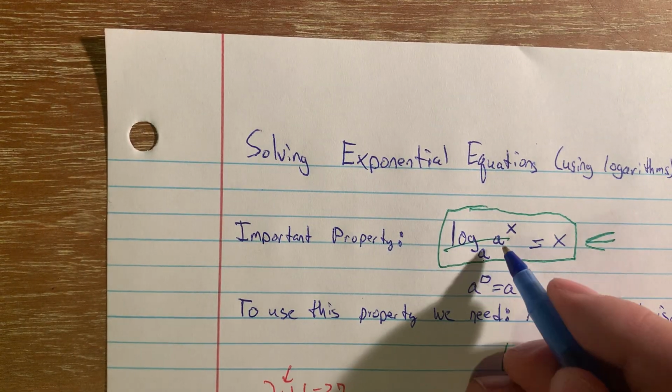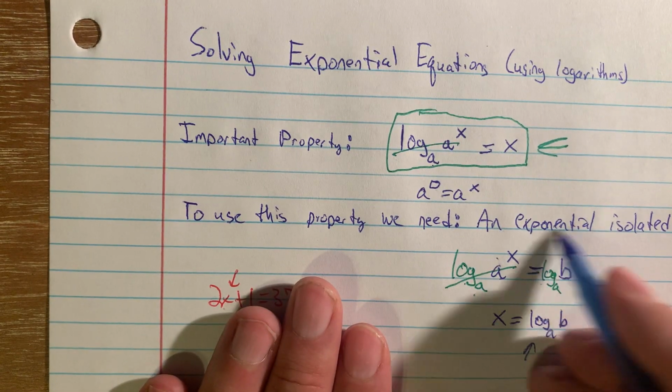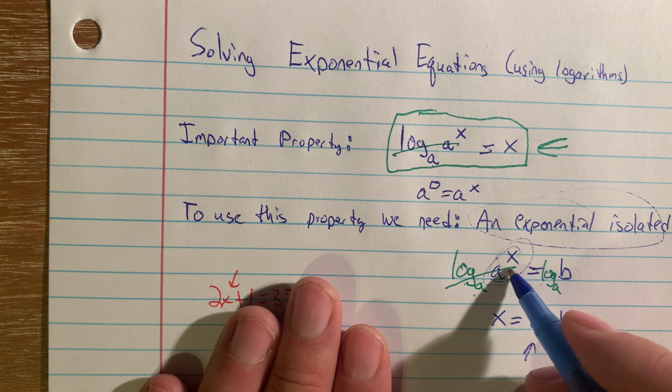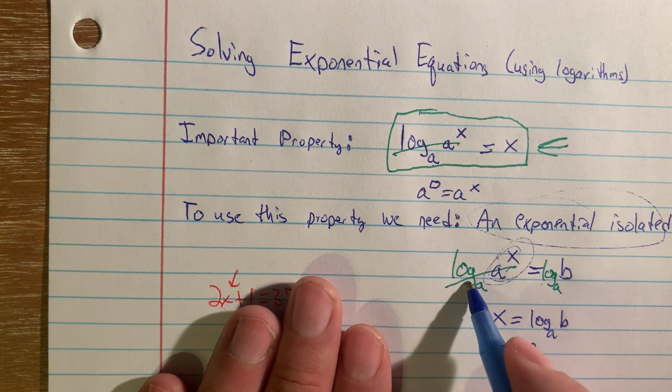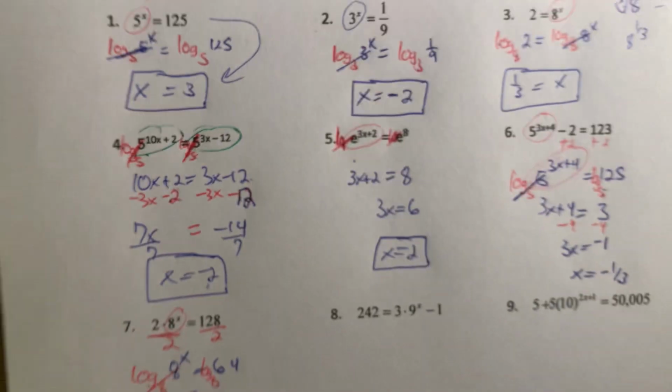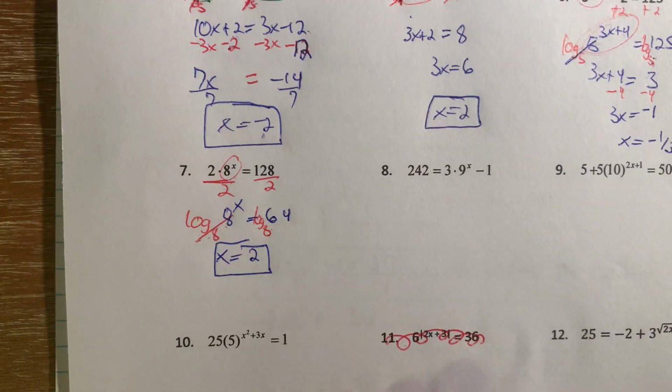Now, guys, I just want to bring this back. What are we doing every time? We're isolating an exponential, right? We need an exponential that's isolated, something to a power with x in it. And then we're doing log on both sides to cancel out the exponential that's already there. That's all we're doing every time.